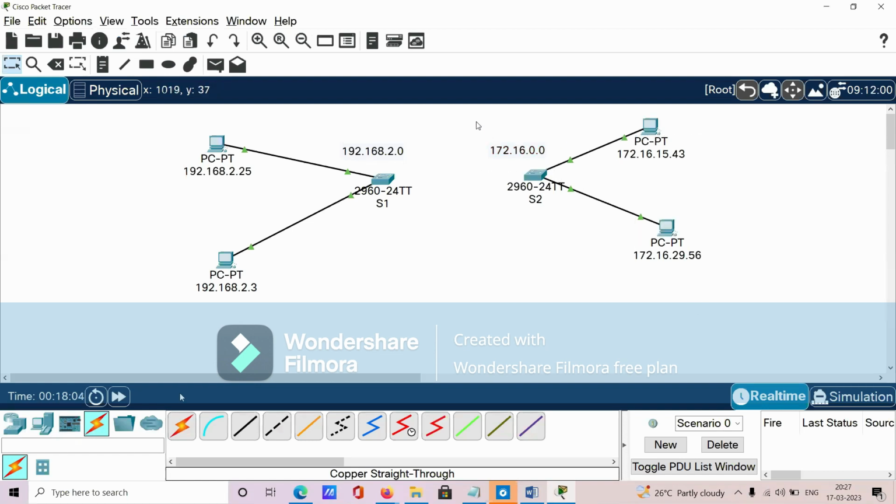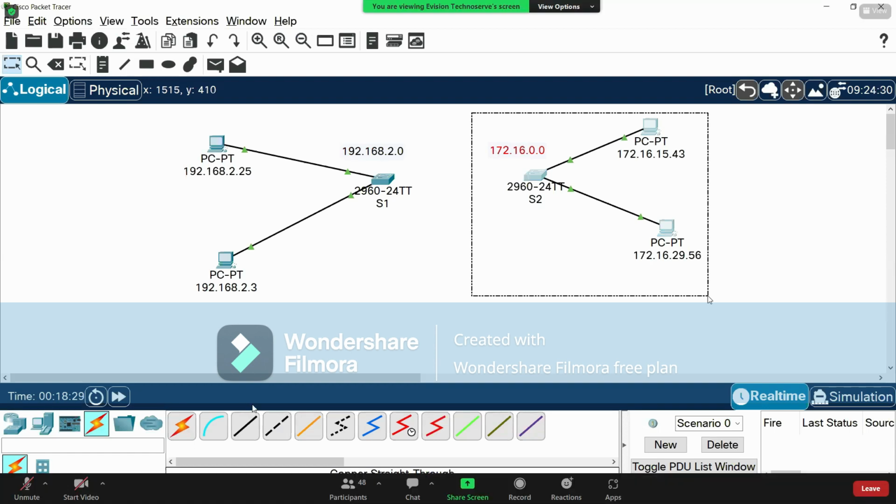172.16.0.0. Now both the computers of S2 are able to communicate with each other because both the IP addresses belong to the same network. So the machines that are connected to S1 are able to communicate with each other because they are in the same network, and the machines that are there in S2 are able to communicate with each other because they belong to the same network.